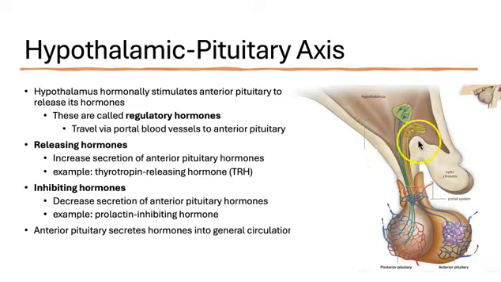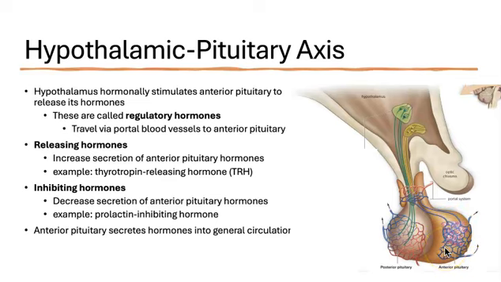We know that our hypothalamus will hormonally stimulate the anterior pituitary gland so that we can release hormones. And these hormones that the hypothalamus is going to produce are called regulatory hormones. They travel through an area known as the portal system here. Our portal system is basically set up by two capillary beds with a vein connecting them in the middle. And in this fashion, the hypothalamus will secrete some releasing hormones, which should increase release of hormones from the anterior pituitary gland.